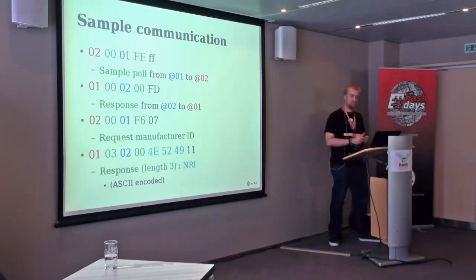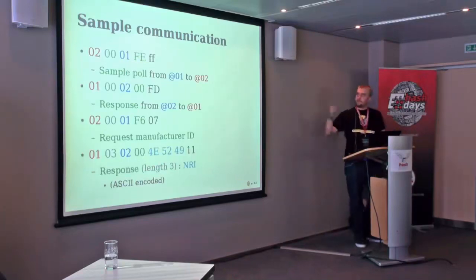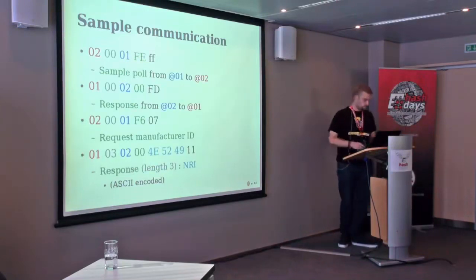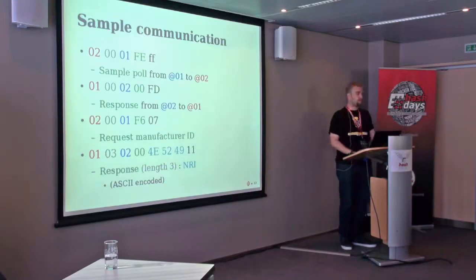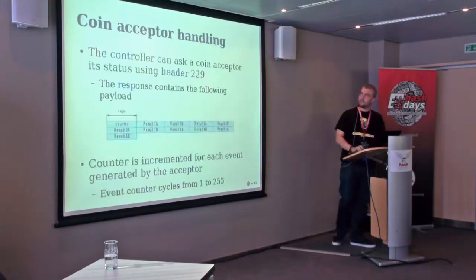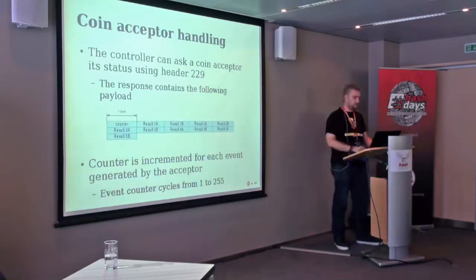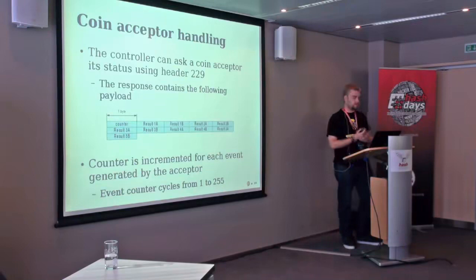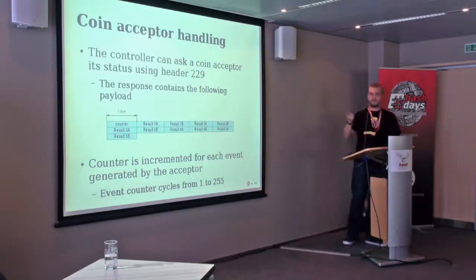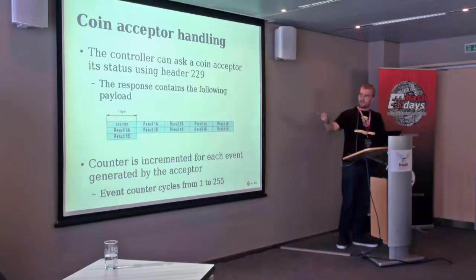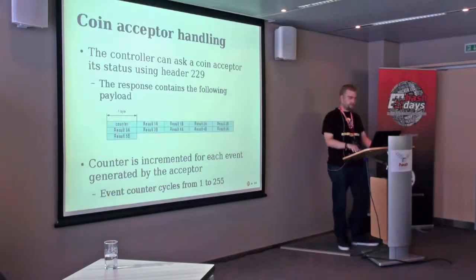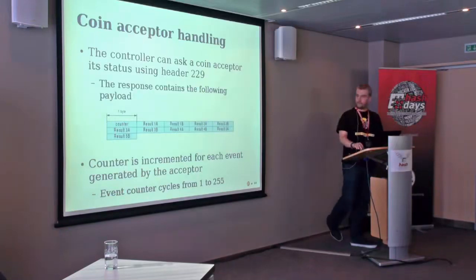So, for my initial project, I was able to ping the device. I was able to get some information from it, but now I need to know exactly how to find out if somebody puts 1 Swiss franc or another coin in the device. To do this, there's a header number 229 that is sent to the device, and the device sends back 11 bytes of data. That is 1 byte for a counter and 5 results that are 2 bytes long each.